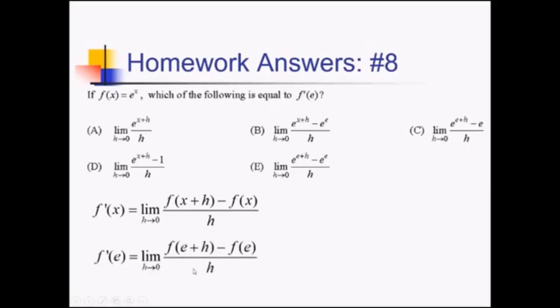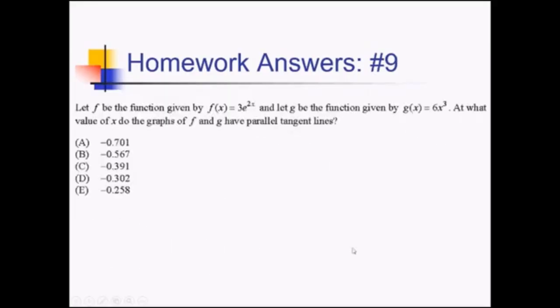All I have to do now is actually apply the f function to e plus h and e. So over here, instead of writing f of e plus h, I can write e to the e plus h. And here, instead of writing f of e, I can write minus e to the e. So we're just plugging e plus h and e into the f of x function here. Does this match any of my answer choices? It looks like this is going to line up with answer choice E, ironically.